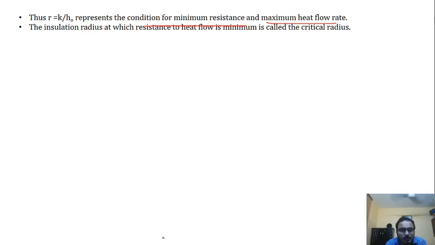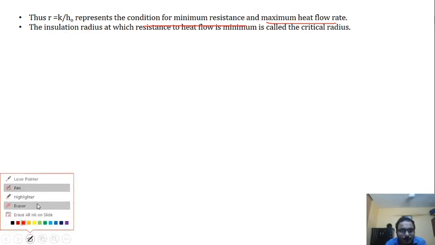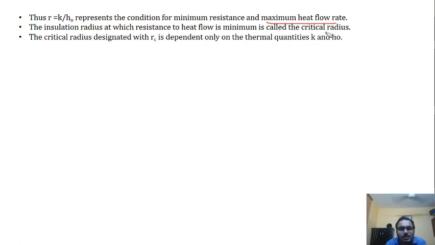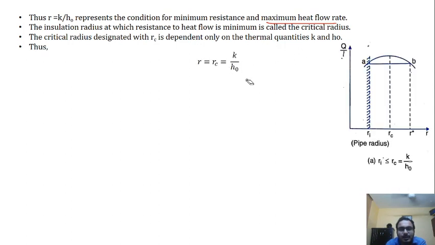So here the insulation radius at which the resistance to heat flow is minimum is called the critical radius, and the critical radius is designated with RC, and it depends only on the quantities K and HO. Thus r is equal to RC, K divided by HO.